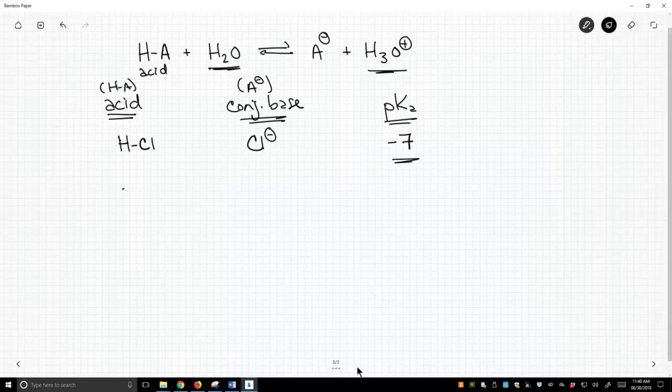So what do we know about this -7? Well, pKa is equal to the negative log of Ka, and if you go through the math, as it turns out, Ka for this is equal to 10 to the 7th. So for 10 to the 7th, that means the equilibrium is very, very strongly to the right.